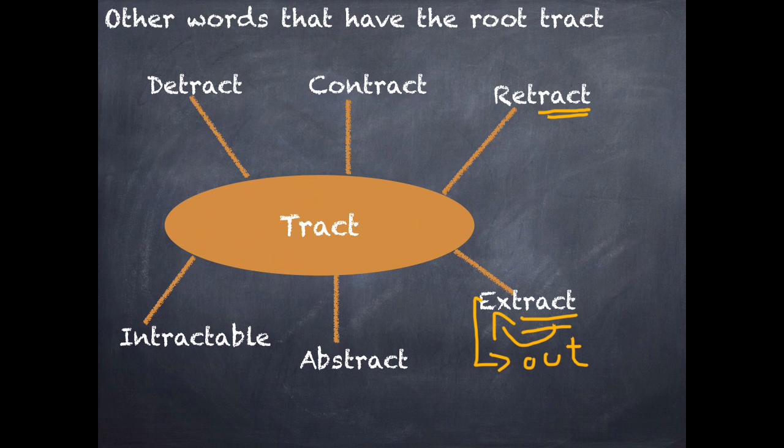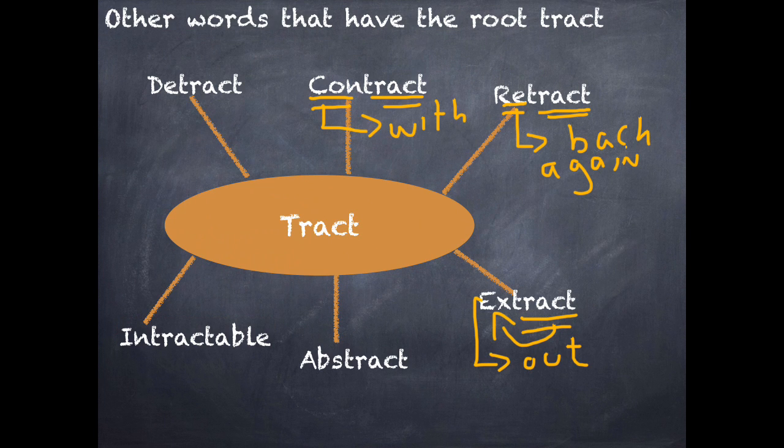EX means out of. Retract means, well, RE means again or back. So if I retract something, I'm literally pulling it back. He tried to retract his statement, but it was too late. Contract: a drawing together. Con means together or with. So if I make a contract, I'm drawing it together with someone else.